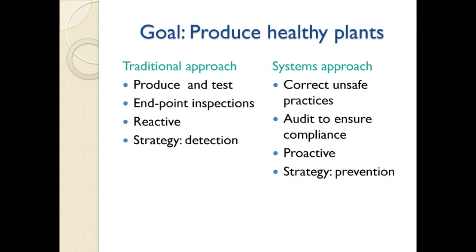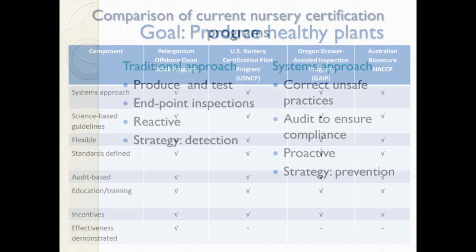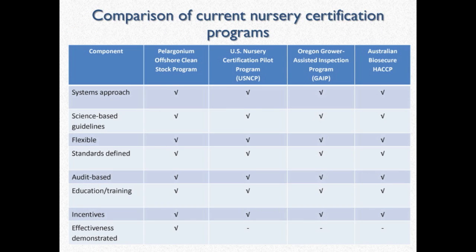You can see though that there might be some real advantage to growers utilizing a systems approach if they can prove that they are complying with these standards. They can reassure their customers that they're producing plants in such a way that they are very unlikely to have disease and pest problems. So one next step that can occur is for a systems approach to become a nursery certification program. We're not actually saying that that's where we want to go, but I did want to make you aware of a few different systems approaches that are out there.